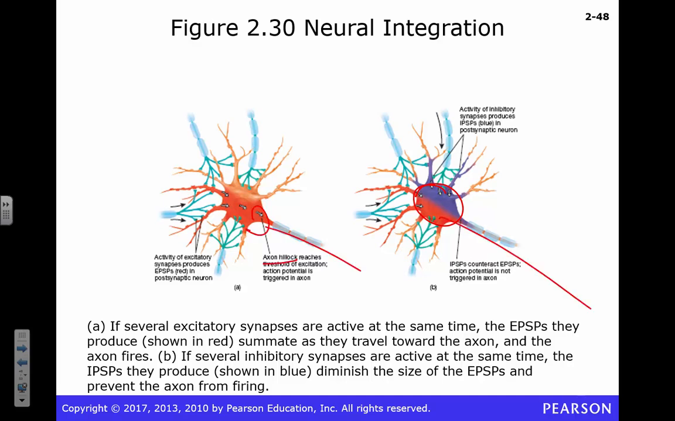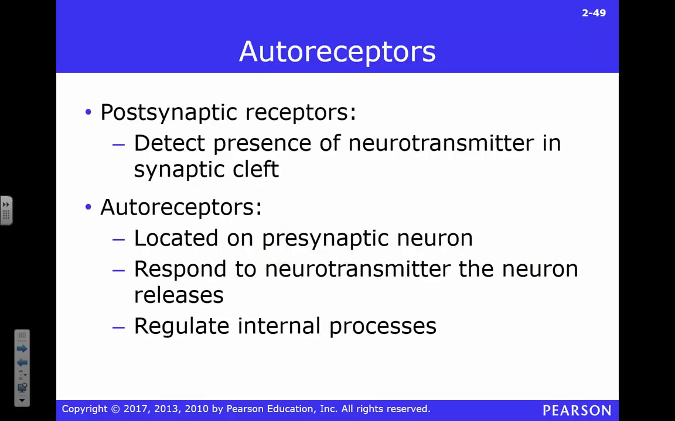Autoreceptors, this is sort of an interesting process. We'll talk more about this with agonist and antagonist. Basically, it's a way that you can monitor how much of a neurotransmitter you've released. So if you dump out a bunch of dopamine, your autoreceptors are going to monitor that. And if they go, whoa, that's a lot of dopamine, they'll slow you down. And if they're like, wow, I'm not seeing any dopamine, keep dumping it.